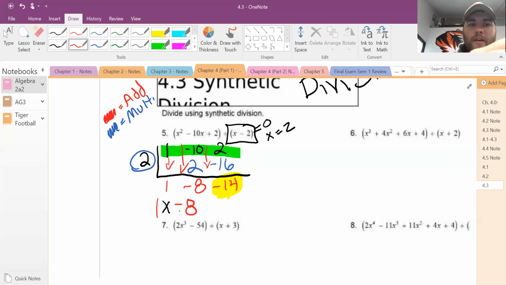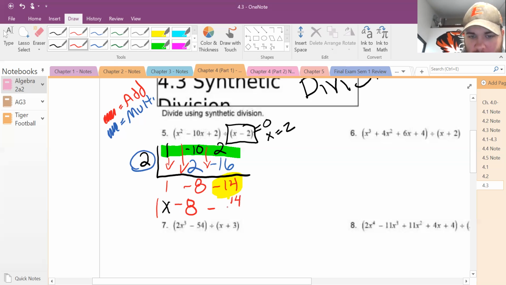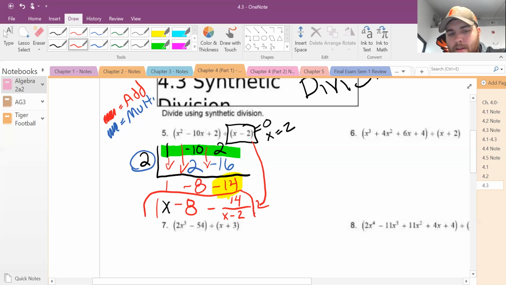And what do we do with this negative 14? Here's what we do with it. I put minus 14, and I'm going to put it over my binomial, x minus 2. This is how we write our remainders. And this is my final answer. It's a little bit weird, but once you get good at it, you guys will do just fine. Once again, this is my remainder. That's how you write it. You write whatever that final number is and put it over your binomial.